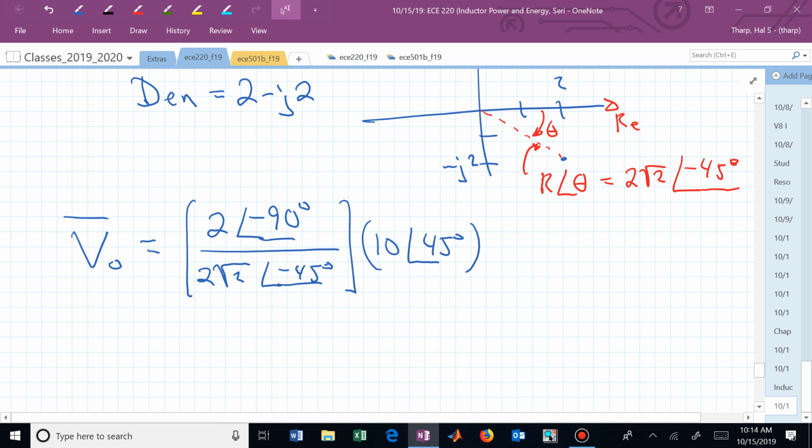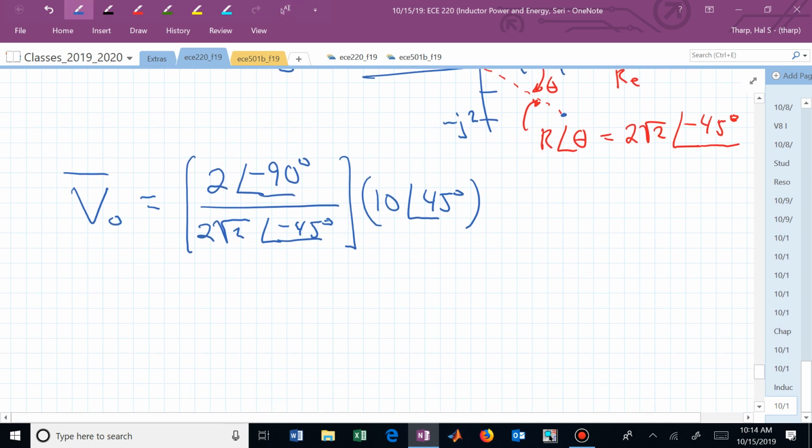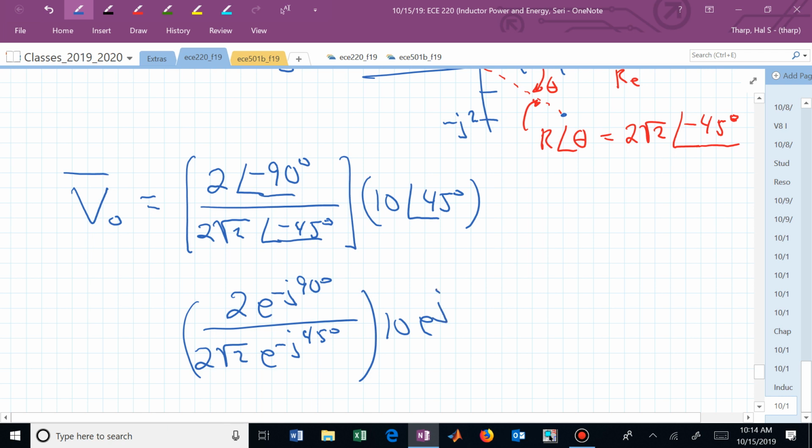And this is really 2e to the minus j90. This is 2 square root of 2 e to the minus j45. This is 10 e to the j45 degrees. Why am I doing that? So that you'll feel more comfortable when I say, oh, we're multiplying, just add the exponents, or just add the angles. We're dividing, oh, we just subtract the exponent in the denominator, so we're just subtracting angles.